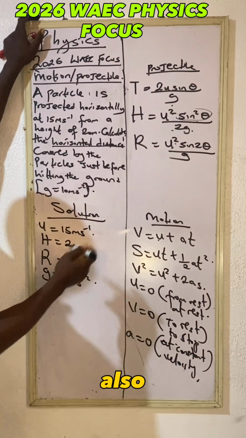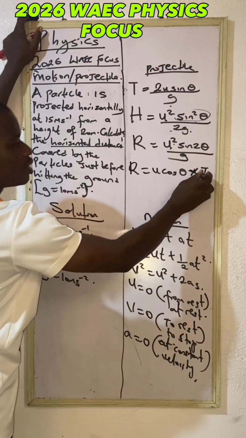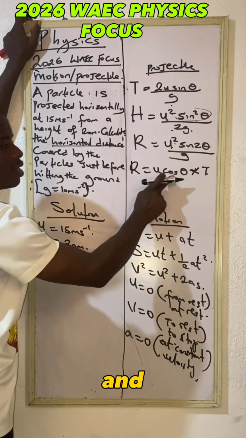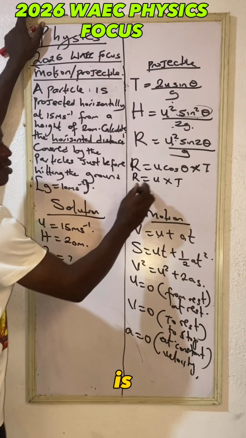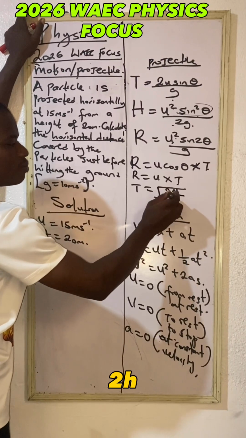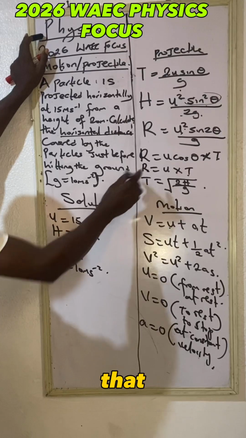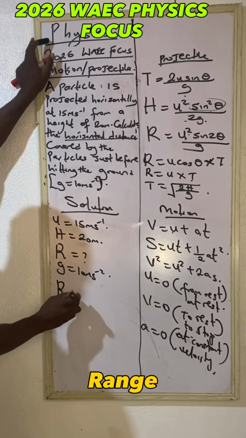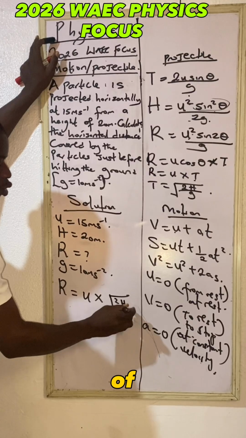Also, we have a formula for R, which is u cos theta times t, the relationship between time and range. So if you are not given theta, you can also use R is equal to u times t. So what is the formula for this t? t is the square root of 2h over g. So you can use that. Join these two together. Let's do that here. We are looking for the range. Range is equal to u times t, what is your t? Square root of 2h over g.